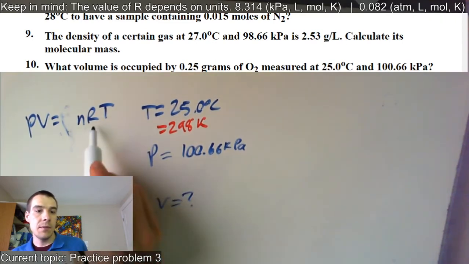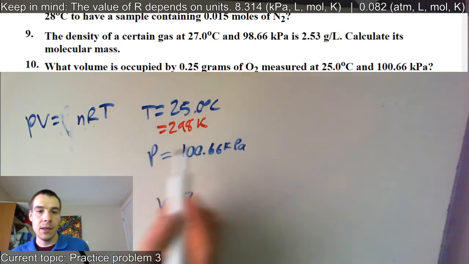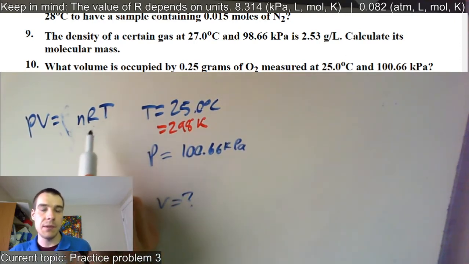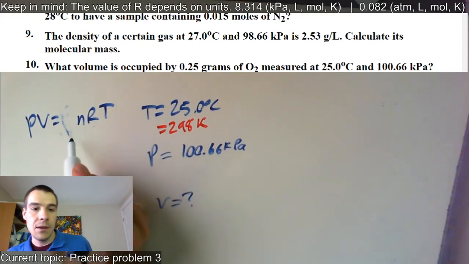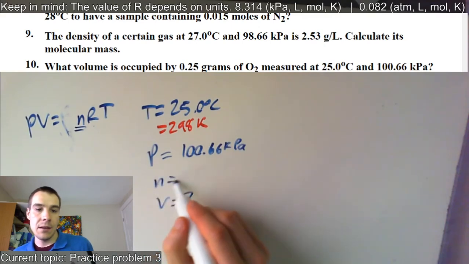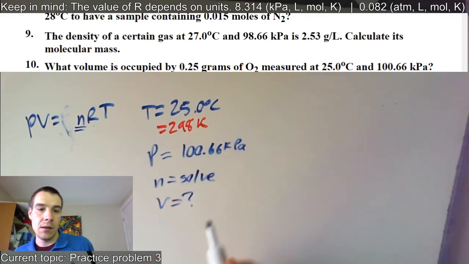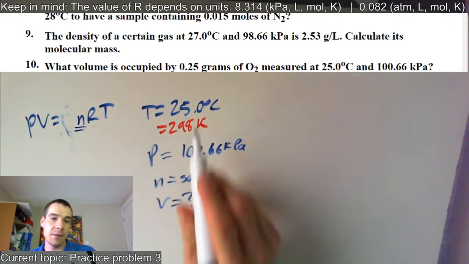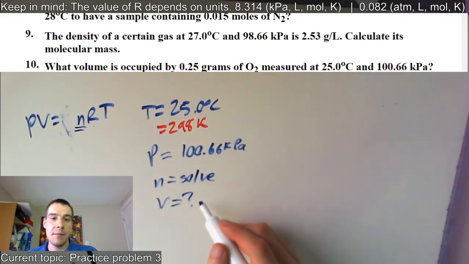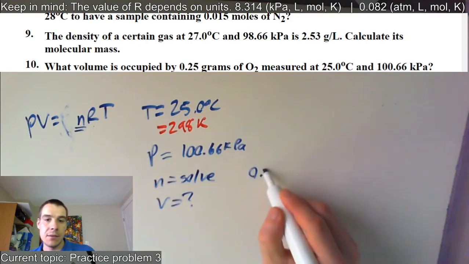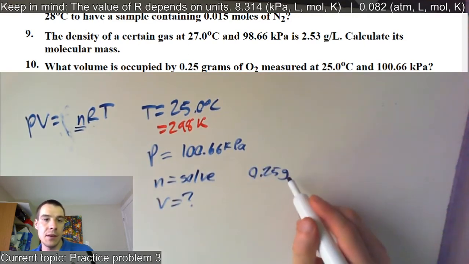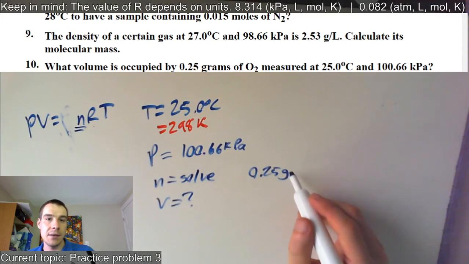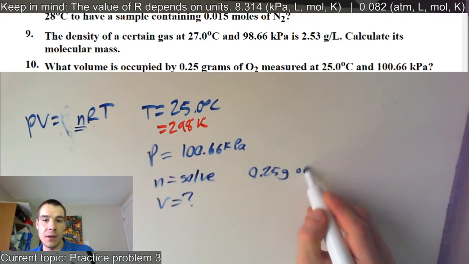We know R. R is a constant. It's in kPa, so we'll use 8.314 for R because that's the kPa version of R. What we don't know is N. If we knew N, we'd be able to solve it. We'd be able to get V, because once we know 3, we can get the 4th. But N, we are given that it's 0.25 grams of O2.